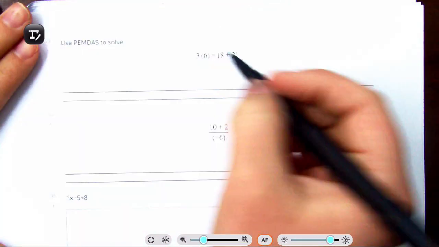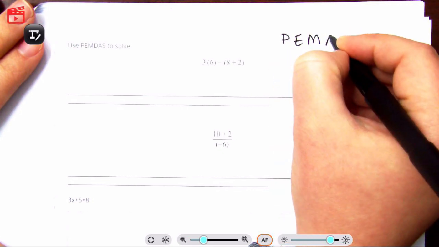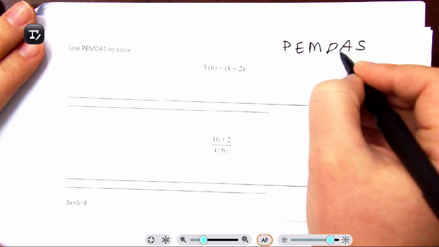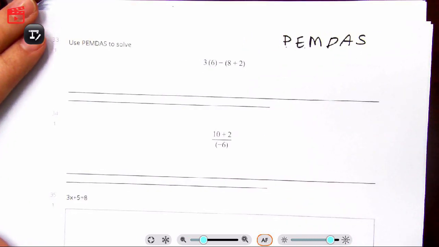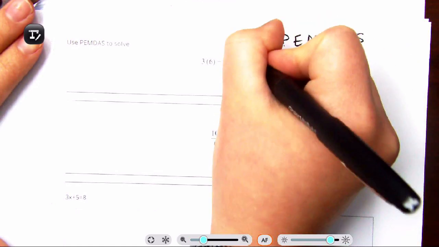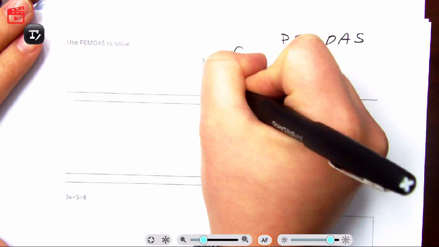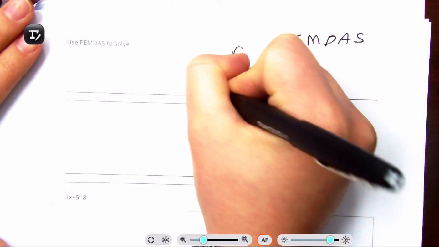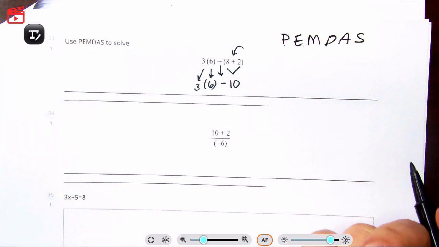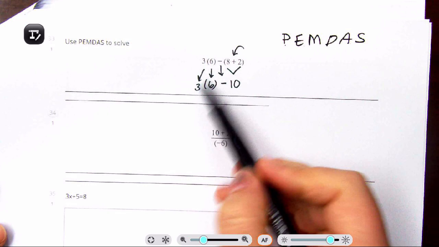All right, let's do this one. PEMDAS. Parentheses, exponents, multiplication, division, addition, subtraction. Go back to the other page that I did and look at the symbols. So we do parentheses first. 8 plus 2, that is 10. Bring down the minus, bring down the 6. Now the 6 is inside parentheses, but there's nothing for us to do inside of it. It's just 6.